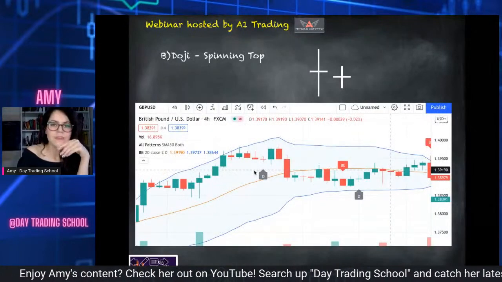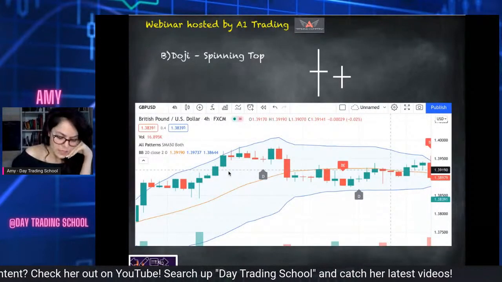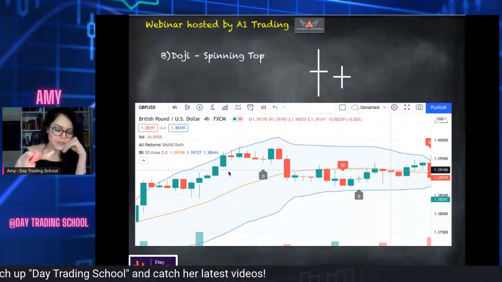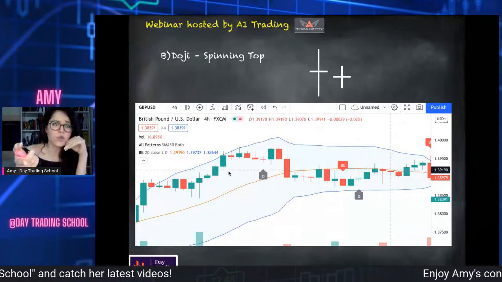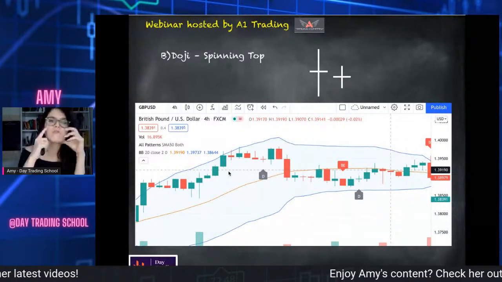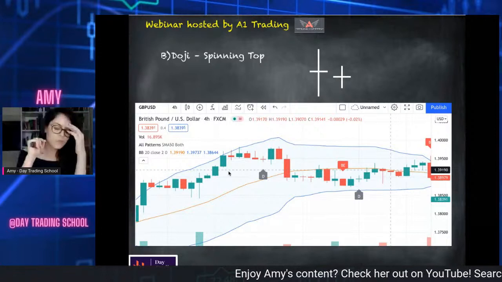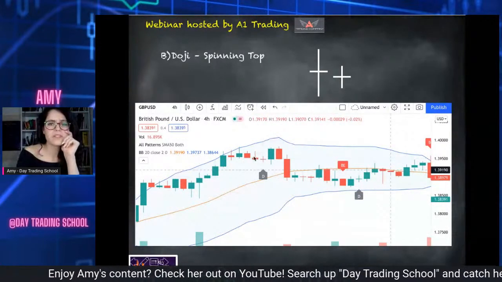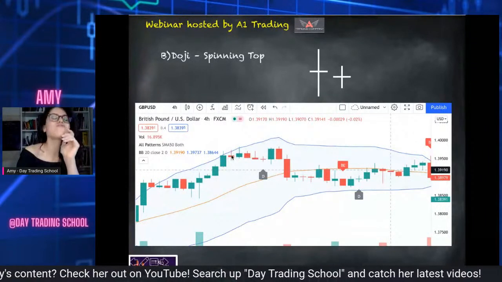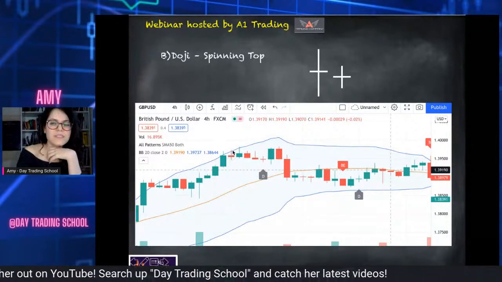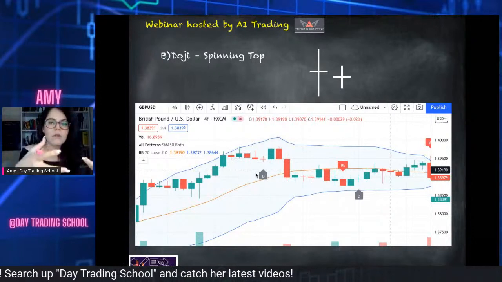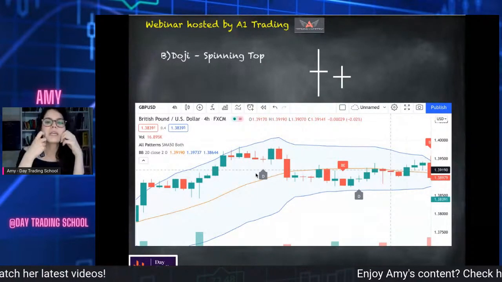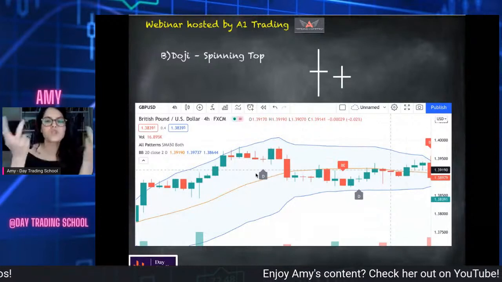Now, the doji is usually reliable when it comes to GBP USD, and it's the same for Euro USD. It is usually very reliable when it appears in a trending market. As you all know, it's not necessarily very useful if it appears in a sideways market, but it is usually very useful if it appears in a trending market, and in particular when it appears in an uptrend.